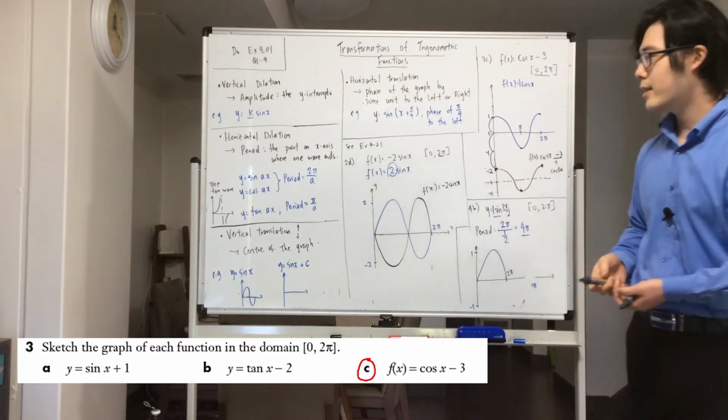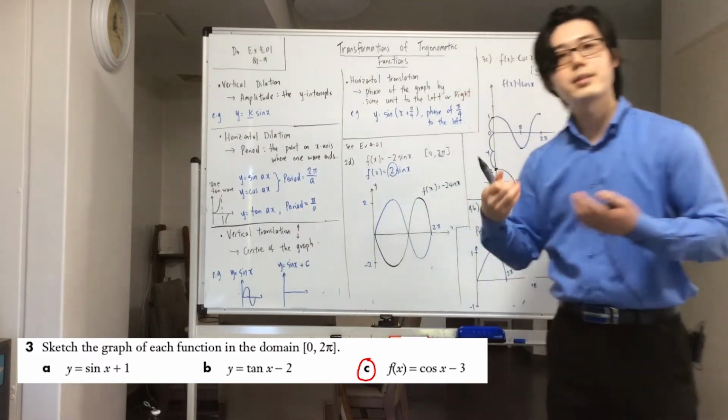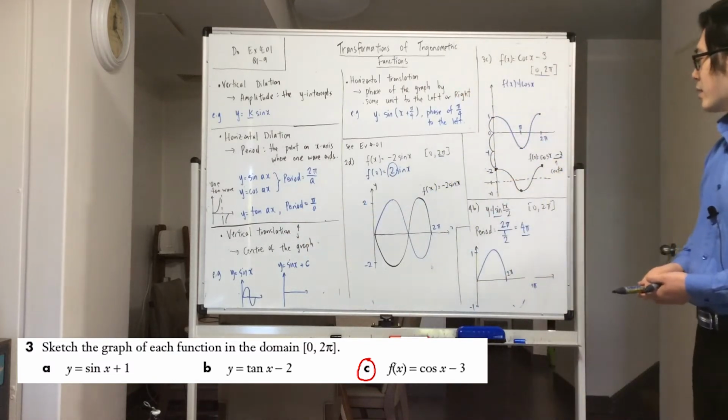So that's how they describe vertical translation. Whatever you're vertically translating by represents the center of the graph, right? Which cuts it in half. So yeah.